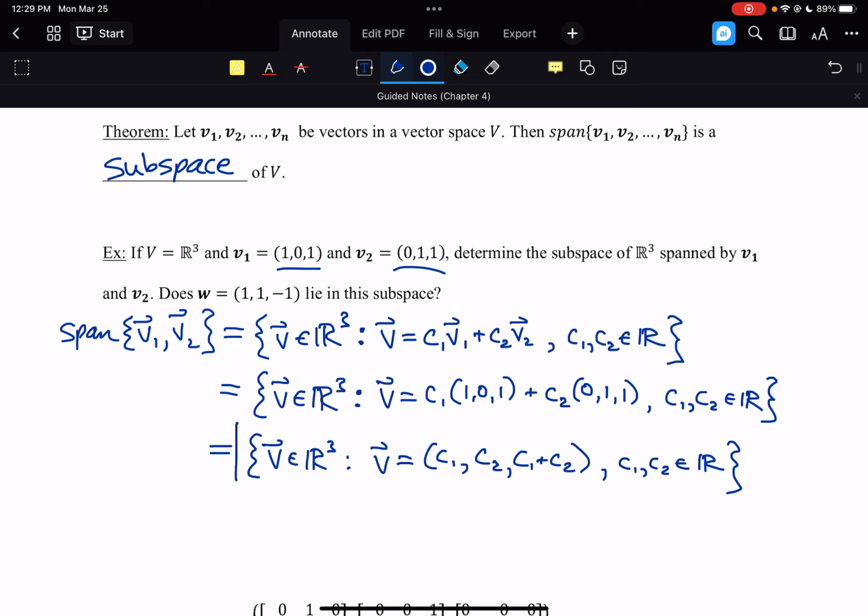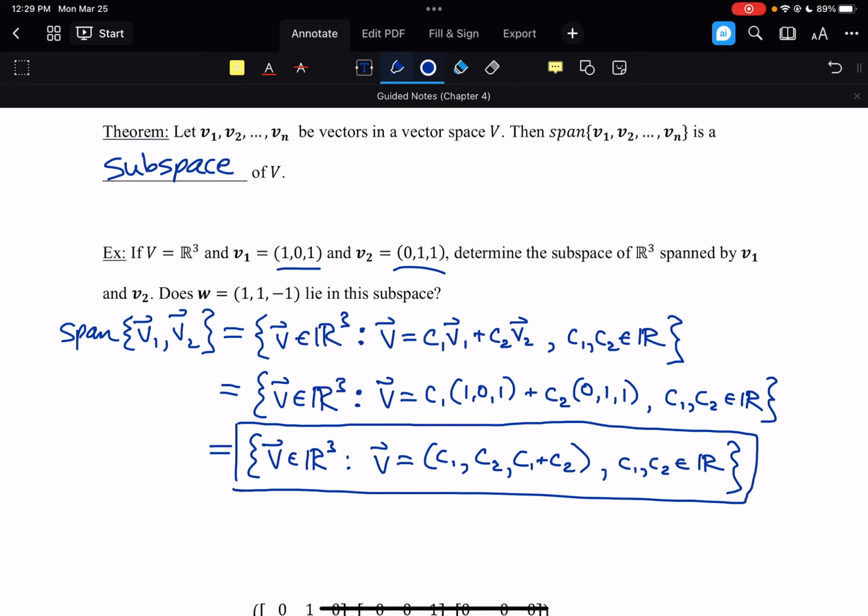But this is the subspace. So these two vectors will span any vector that looks like this. Any vector that has this form, with first component a real number, second component a real number, third component being the sum of the first two components, will be within the subspace formed by these two. It can be spanned by those two.